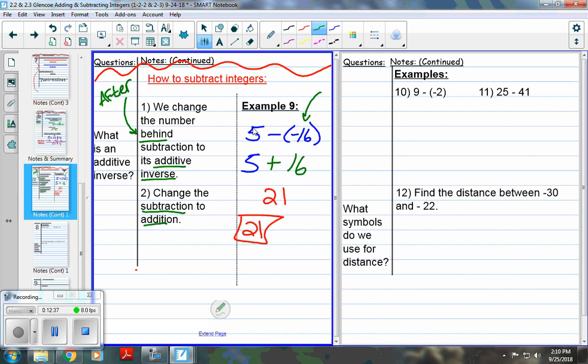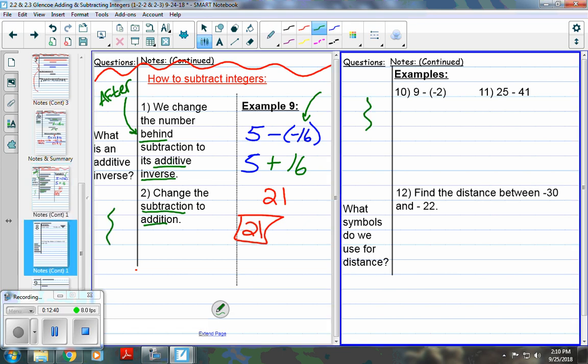Again, if you have any questions throughout these lessons, get the questions in these question columns. We're going to do 10, 11, and 12 in class.